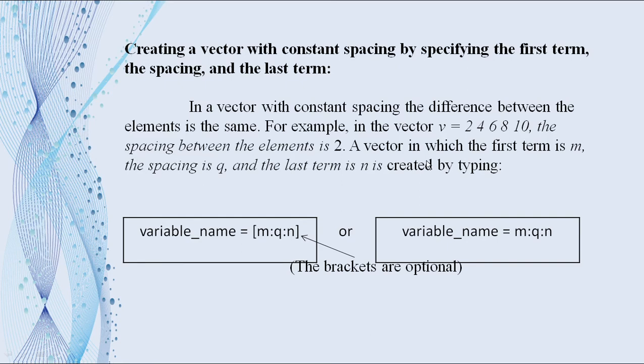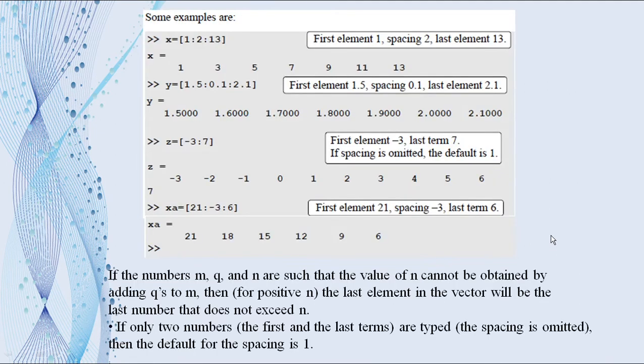A vector in which the first term is m, the spacing is q, and the last term is n, is created by typing: variable name is equal to, open a bracket, m colon q colon n. Either you can use a bracket or you can also do it without a bracket, that is why they have said this square bracket is optional. Variable is equal to m colon q colon n, where m is the starting number, q is the constant spacing and n is the last number. Let's see some examples on this.